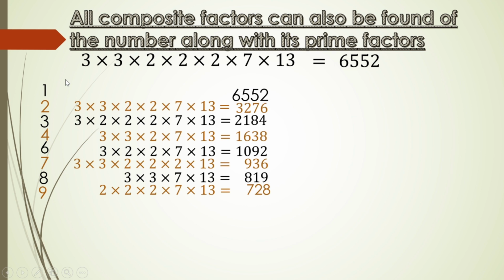Just notice how I am finding the cofactor. So 3 into 3 is 9, and the rest are written here. So 9, 3 into 3, and the rest will give you this. That means 3 into 3 is also a factor and the rest are also factors. Is 10 a factor? No, because 10 is not present as 5 is not present.